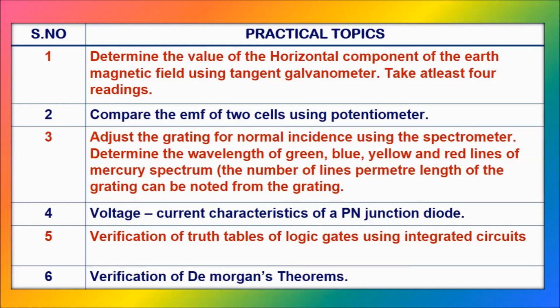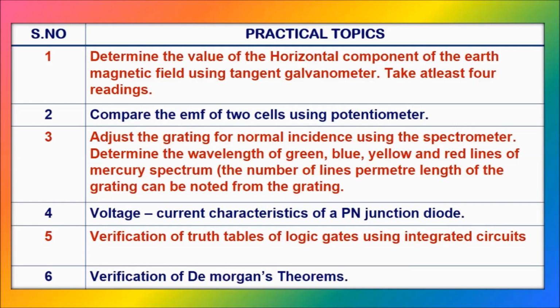Experiment number 3, adjust the grating for normal incidence using the spectrometer. Determine the wavelength of green, blue, yellow and red lines of mercury spectrum. The number of lines per meter length of the grating can be noted from the grating.